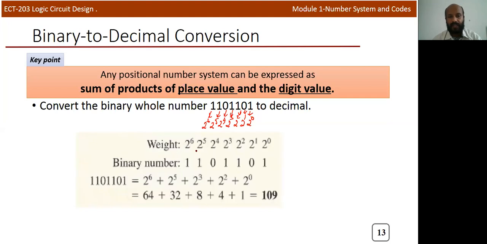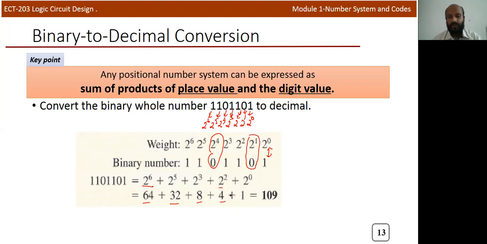These are the corresponding weights, and this is a binary number. If you multiply these two values, you can see that 2 raised to 6 is 64, 2 raised to 5 is 32. 2 raised to 4 we don't want to consider because here the digit is 0, and 0 into 2 raised to 4 is 0, that's why we are not writing it here. Then 2 raised to 3 is 8, 2 square is 4, and 2 raised to 1 again we do not consider because here it is 0.